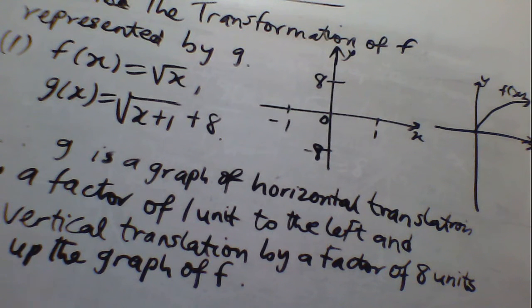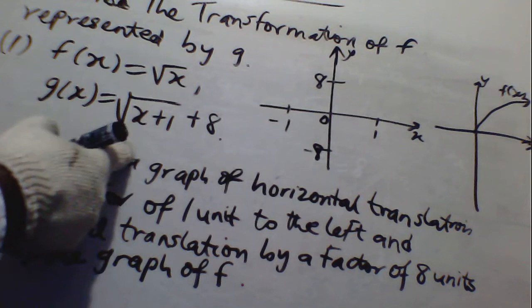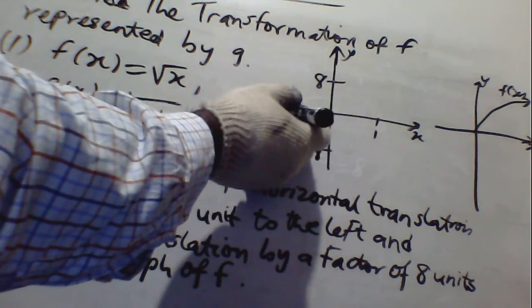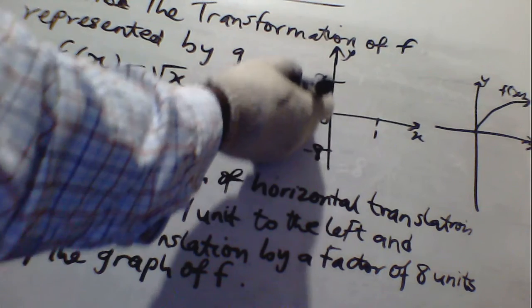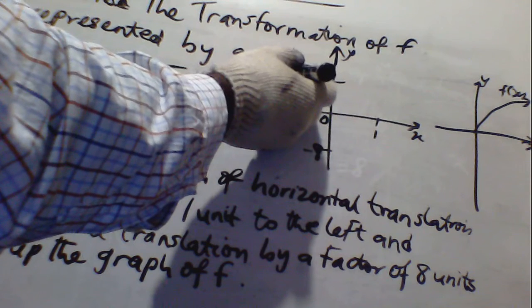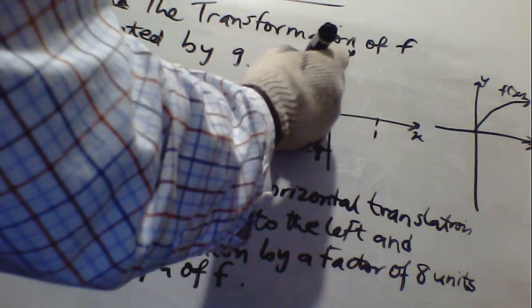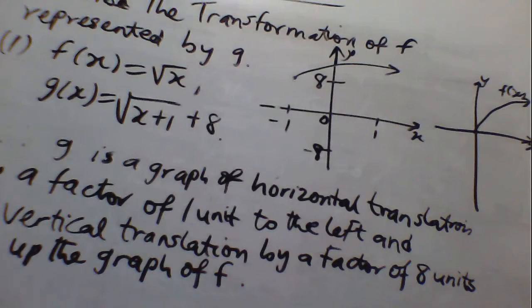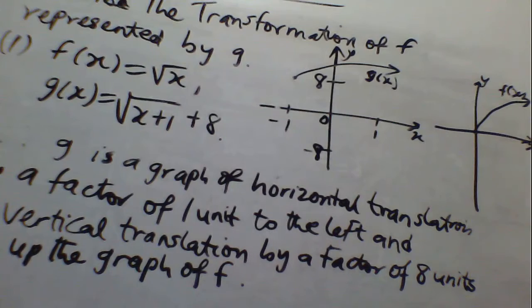So we can now do the horizontal translation to the left 1 unit, you come to here, and 8 you move up. Once you come here, you move up 8 units by a factor of 8 units up here. Then you can now graph it. The graph will look like this. You can always use your graphing calculator to confirm this. This is how the graph looks like.